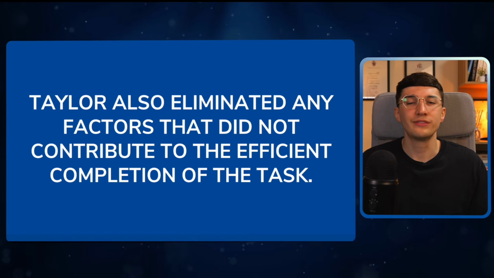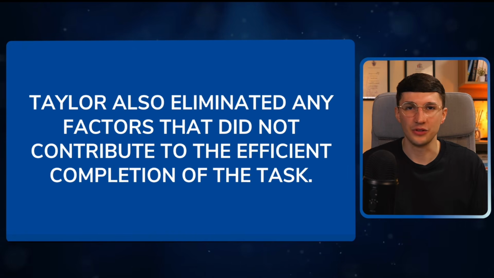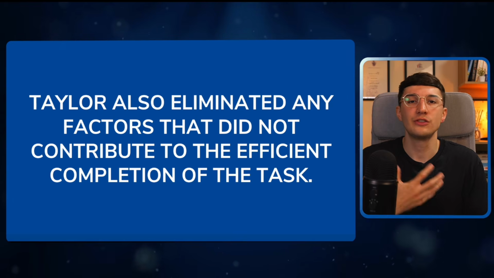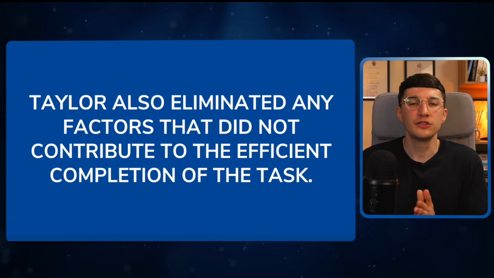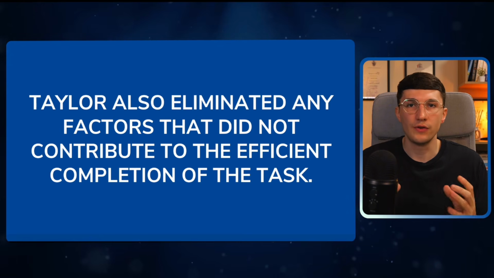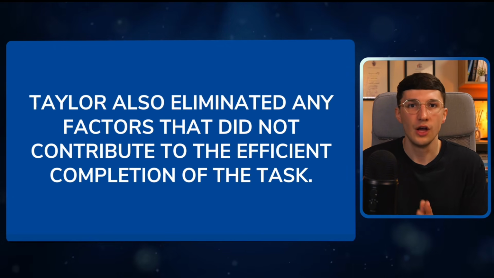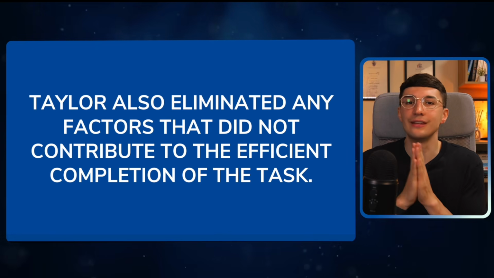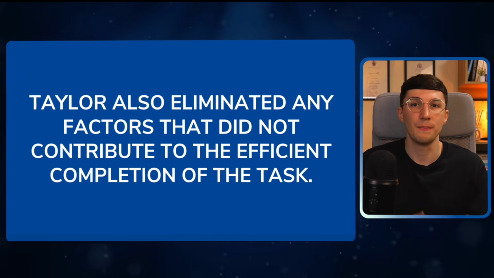But remember, it's called Taylor's scientific management. You can't argue with science. But essentially what Taylor did is he conducted these time and motion studies. Essentially, he wanted to find the quickest and most efficient way of an employee to complete their task. So what that would mean, he would eliminate any factors that did not contribute to the efficient completion of the task itself.